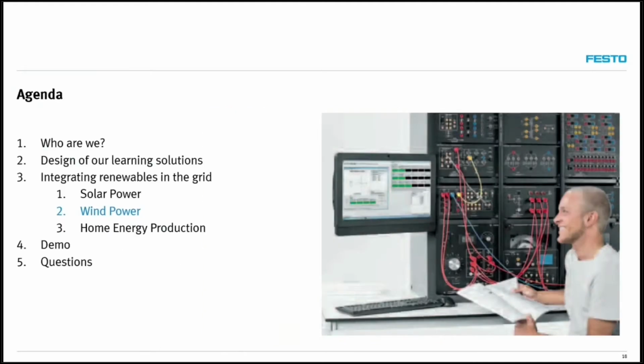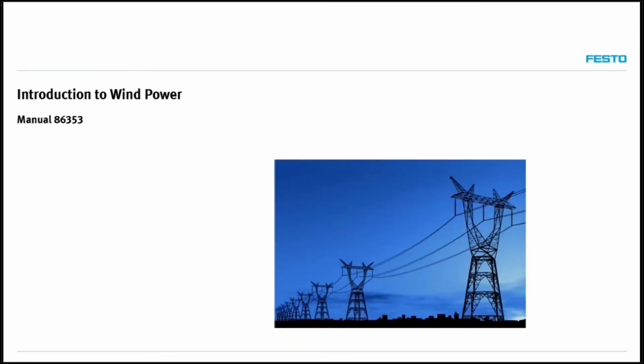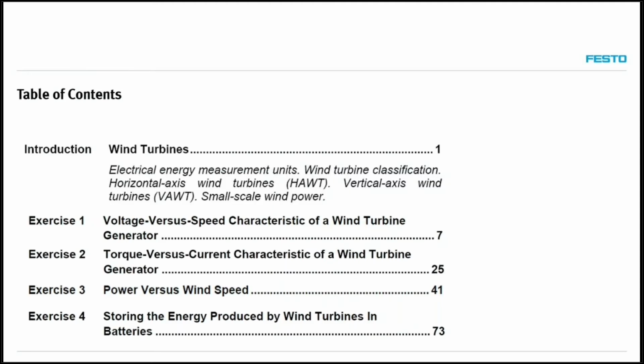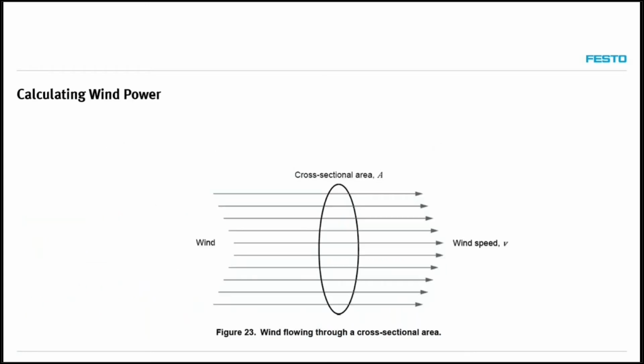Okay. So now let's have a look at wind power. For this course, we provide 4 different exercises, again, each of them being 2 hours in duration. A first exercise is about the voltage versus speed characteristics of a wind turbine generator. Then a second exercise about the relation between the torque and the current flowing through the generator. A third exercise is about the electrical power that we can extract versus the wind speed blowing on our wind turbine. And finally, how to store the energy produced by wind turbines in batteries.